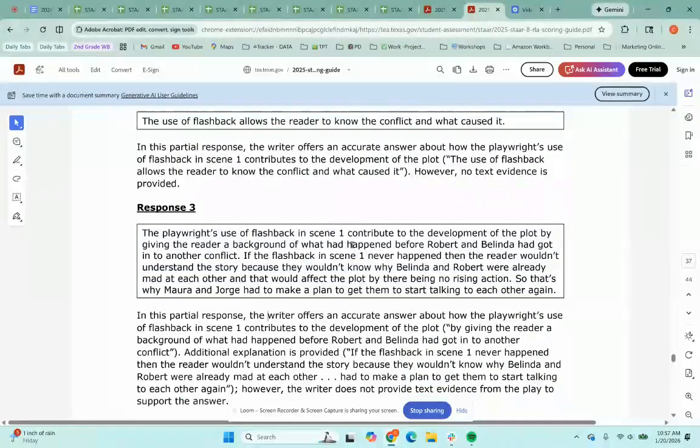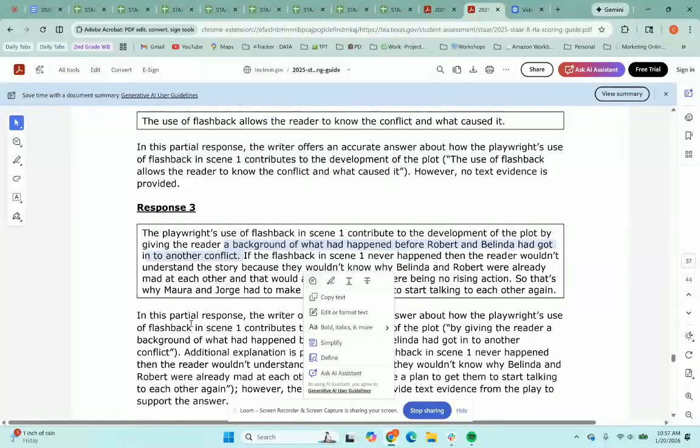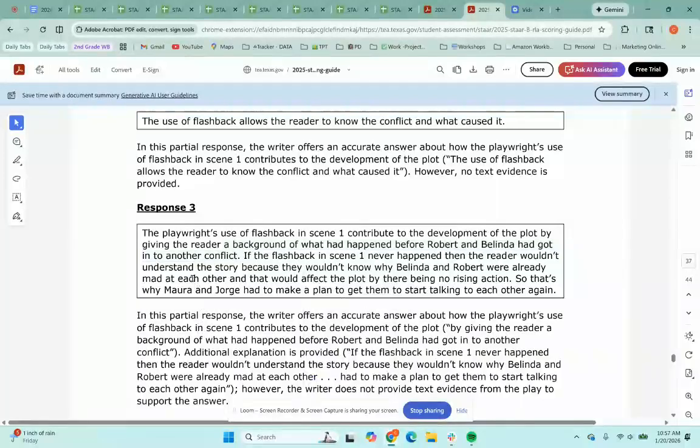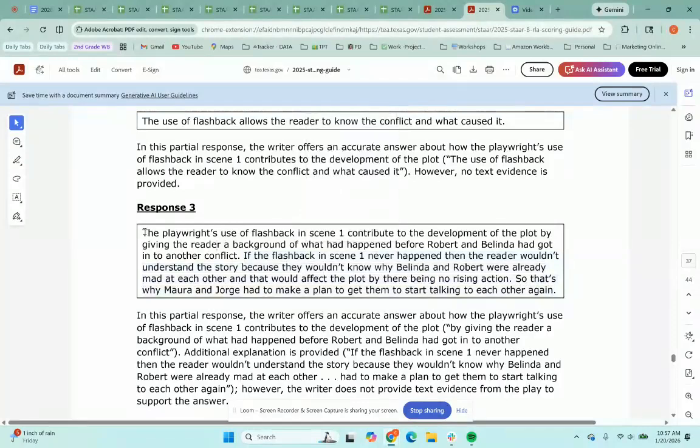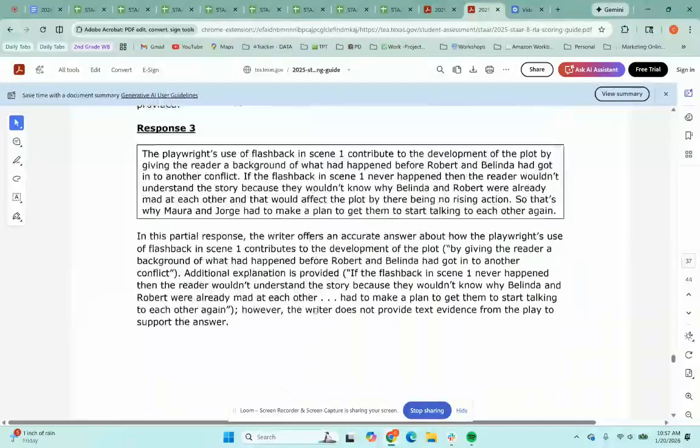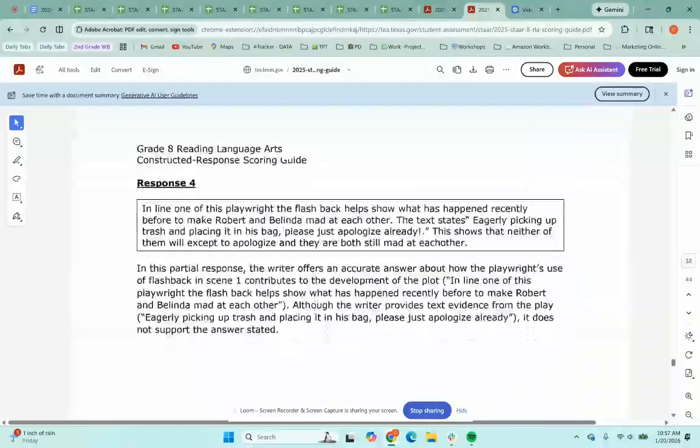The playwright's use of flashback contributes to the development of the plot by giving the reader background of what happened before Robert and Belinda got into another conflict. Okay, that part about the conflict answers the question. If the flashback never happened, the reader wouldn't understand the story because they wouldn't know why they were already mad at each other, blah, blah, blah. Okay, they did a really long answer to answer that one question, but they didn't put any text evidence. So it only got 1 point.